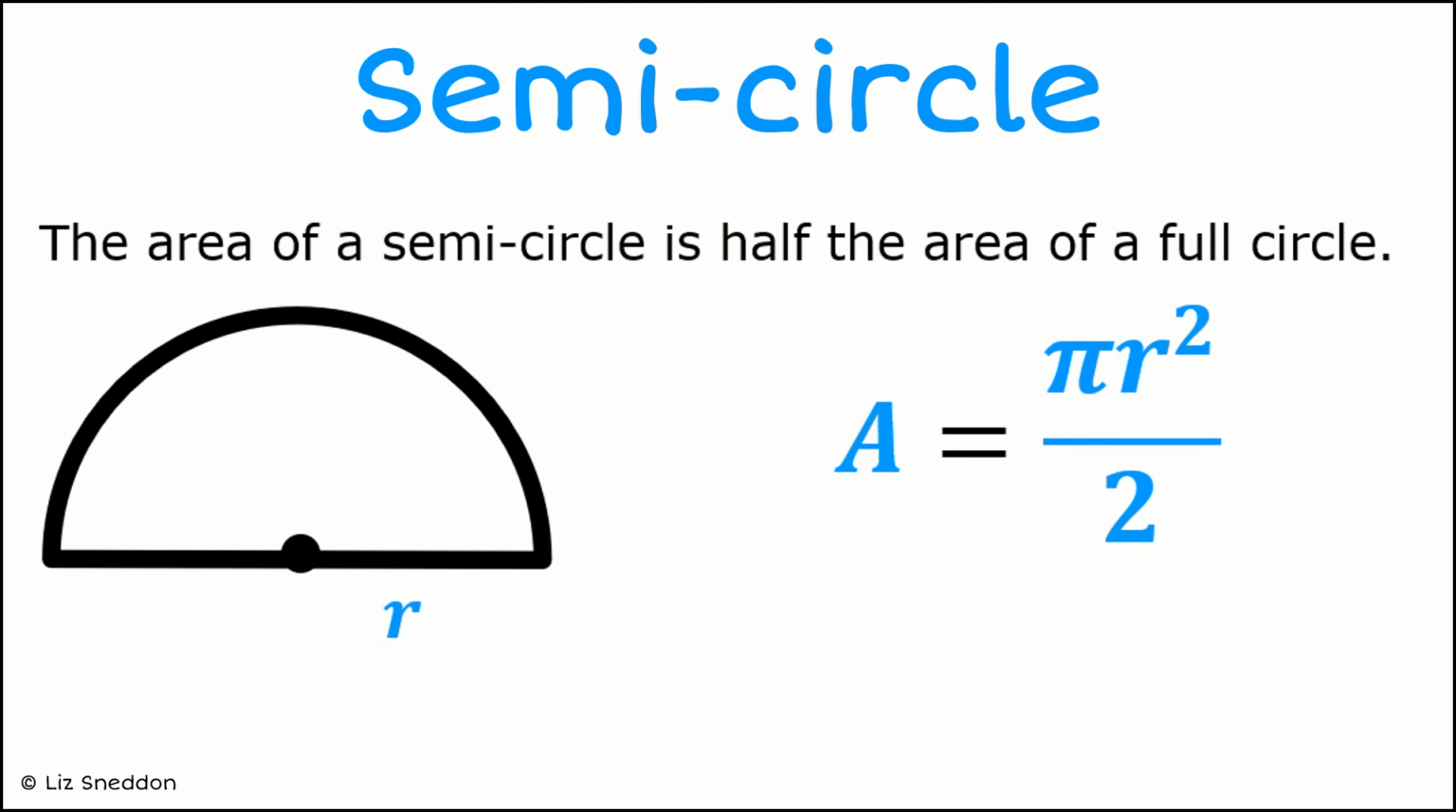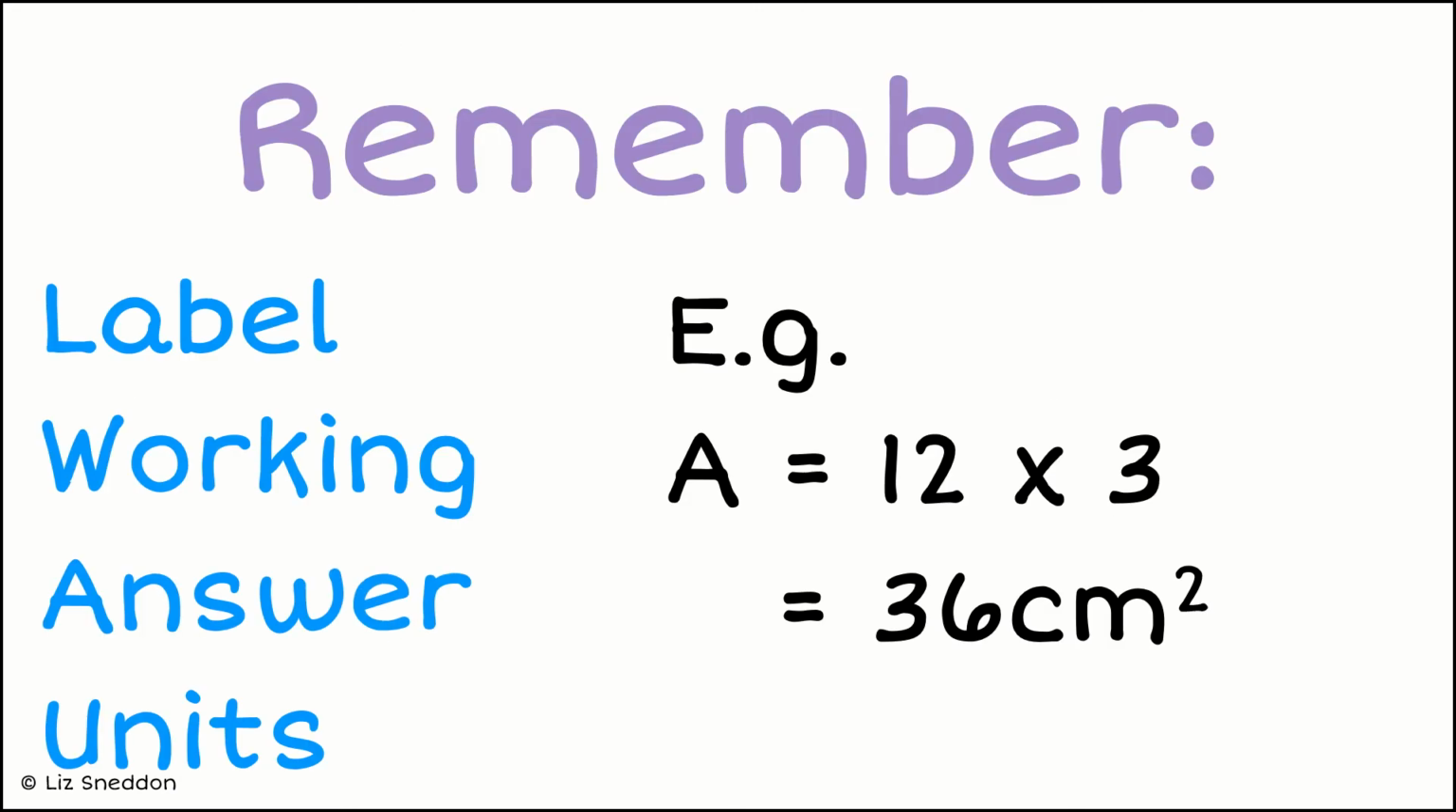So to find the area of a semicircle, remember, a semicircle is half of a circle. So I can use my formula to find the area of a whole circle, and then I just divide it by 2 to find half. Remember, we always want to see our label, our working, our answer, and the units. And area is always in some unit squared.